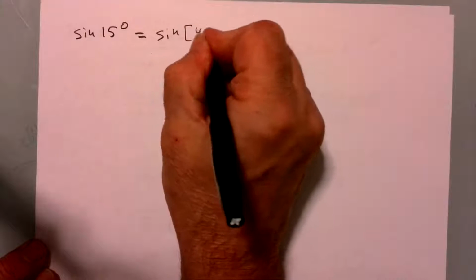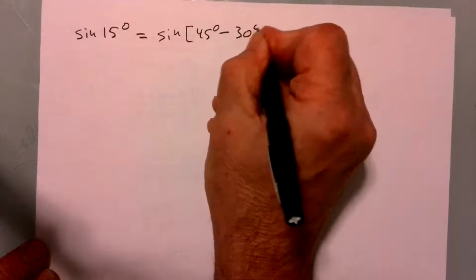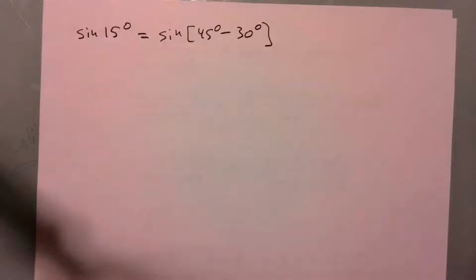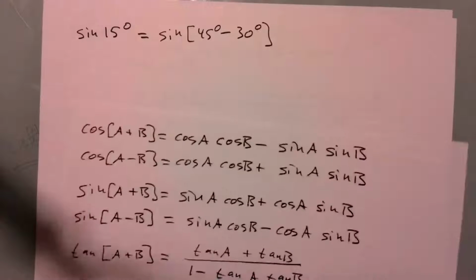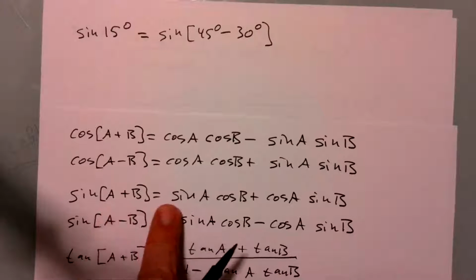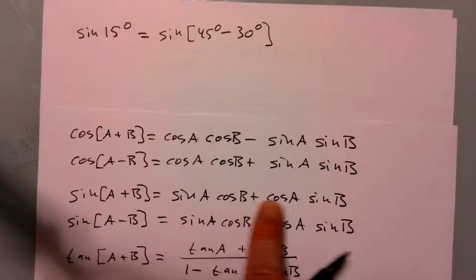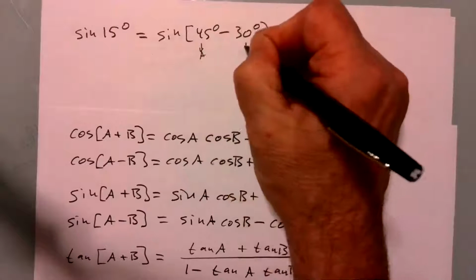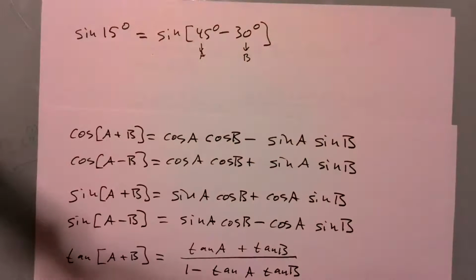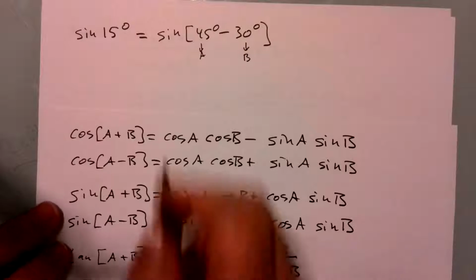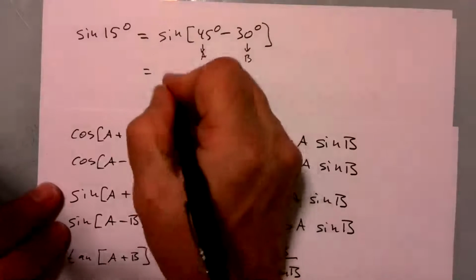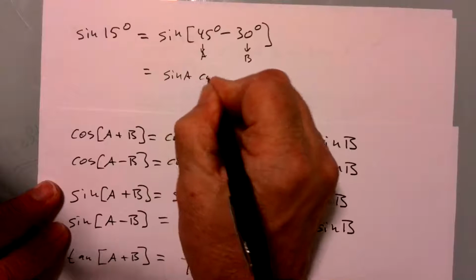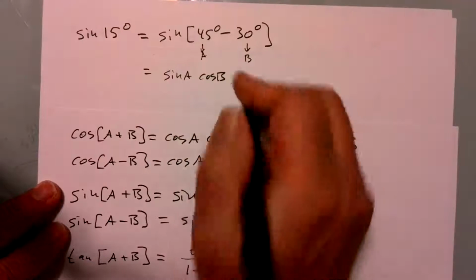I am going to choose to think of 15 degrees as 45 degrees minus 30 degrees. And if we're going to do this, we have to use our sine of A minus B formula. Sine of A plus B is sine A cos B plus cos A sine B. This is going to stand in for A, and this is going to stand in for B. So if I have sine A minus B, that would be sine A cos B minus cos A sine B.